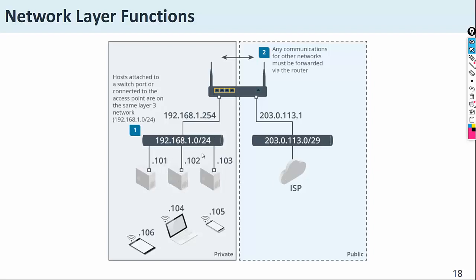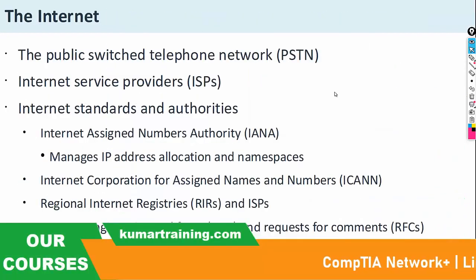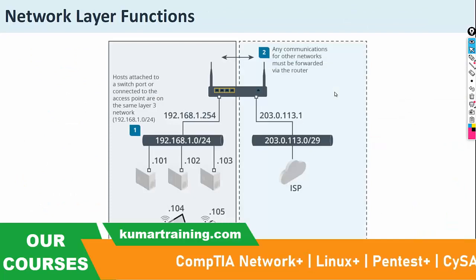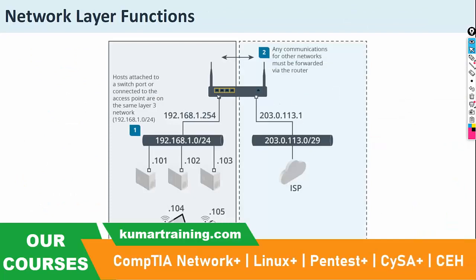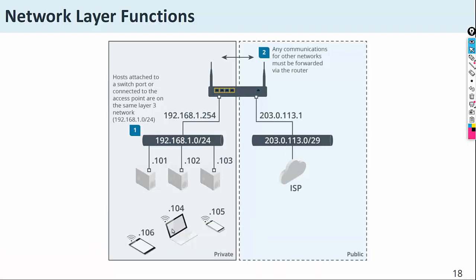Now this LAN, or these computers, can communicate with Google, the ISP or the rest of the internet. Why has this happened? Because this is working as a router, making the communication between two different networks. This is the public network, this is the private network, and the private network can communicate with the public network. In this case this is working as a router, and this functionality is called the network layer function.